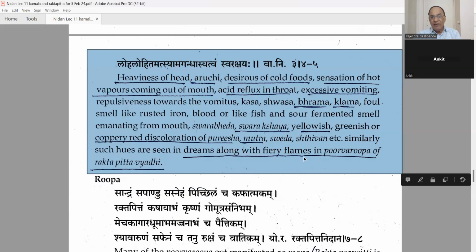dreams along with fiery flames in the purva rupa of Raktapitta. When you sleep, you get some dreams where you see a lot of fire. That indicates that too much heat is in your body, and that will come out in any way, any time. Okay, those are the warning signals.